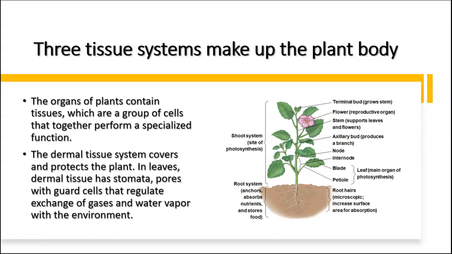In leaves, the dermis includes stomata, which are pores with guard cells that regulate how water vapor and oxygen and carbon dioxide move into and out of the leaves. As you might suspect, there's a need for carbon dioxide to do photosynthesis, and then oxygen is produced as a waste product from photosynthesis. And so there needs to be a way for that gas exchange to occur in the leaves, which are the site of photosynthesis.